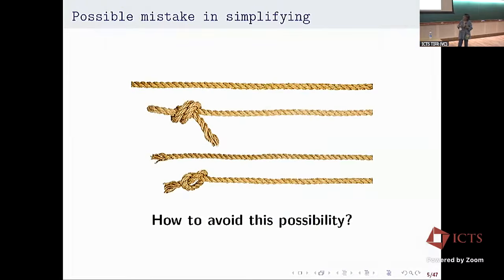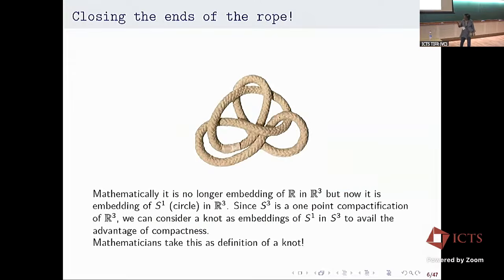Now, while simplifying, if you have open ends, sometimes it might happen that the knotting is towards the end. And when you pulled, the knotting was towards the end, but because you pulled carelessly, it got unknotted and you thought it was not knotted. So there is a chance of mistake happening.